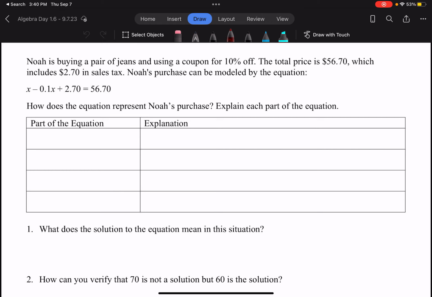All right, so this says that Noah is buying a pair of jeans. He's using a coupon for 10% off. The total price is $56.70 and there's $2.70 in sales tax. Noah's purchase can be modeled by the following equation.